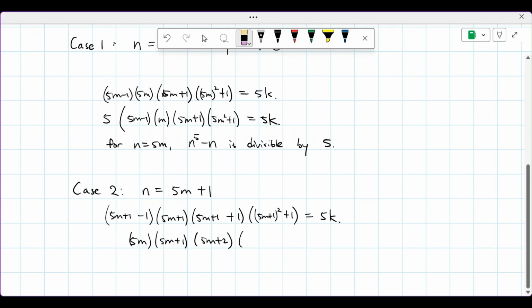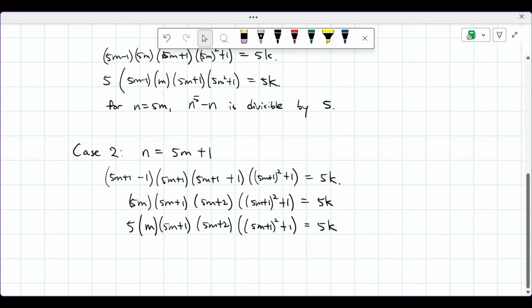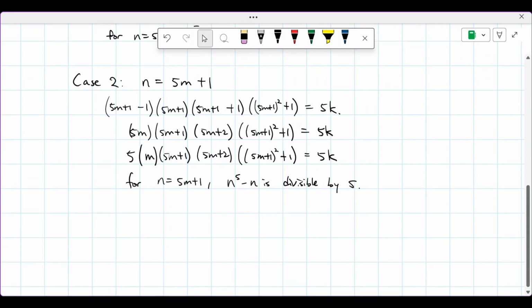I think you see where we're going here. What we're doing is, for each case scenario, we're showing that the 5 can be factored out from the expression, and the remaining expression is definitely an integer, and therefore being able to factor out a 5 shows that it is indeed divisible by 5. So here we can say that for n equals 5m plus 1, n to the power 5 minus n is divisible by 5. And let's keep going.